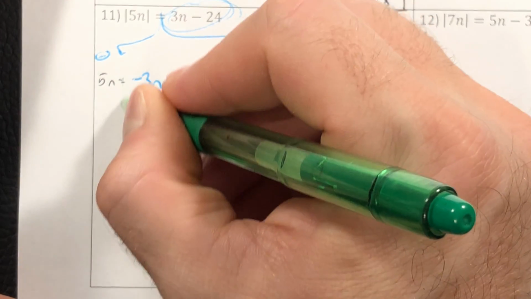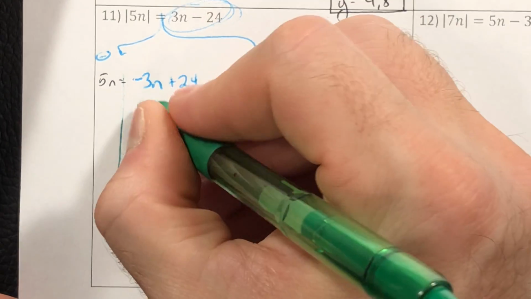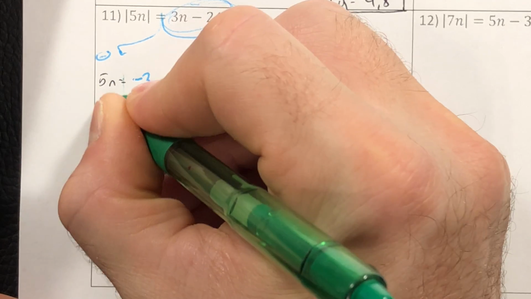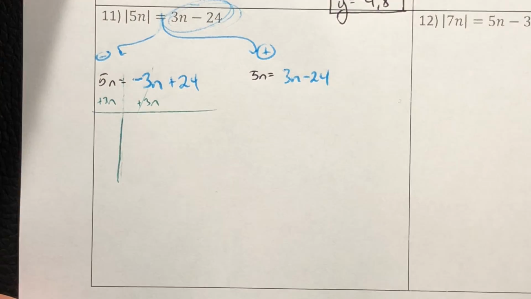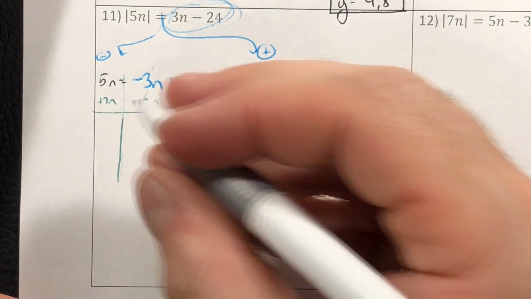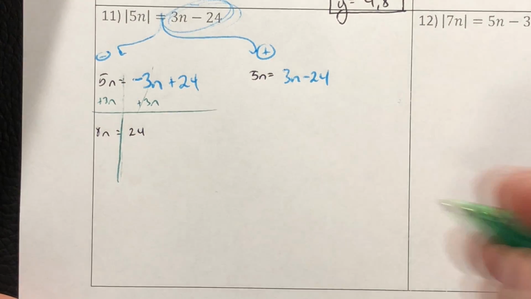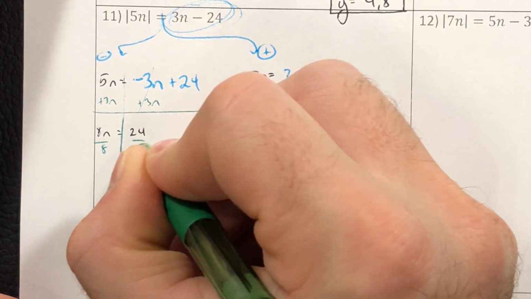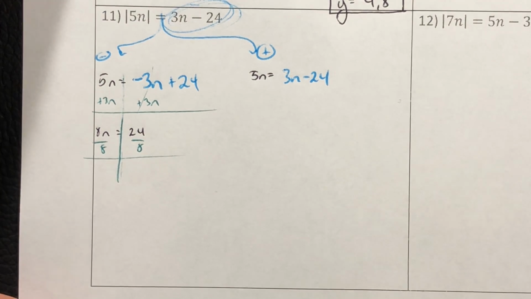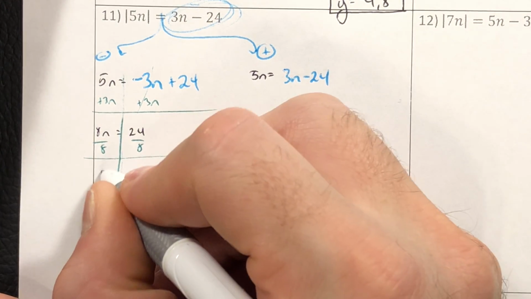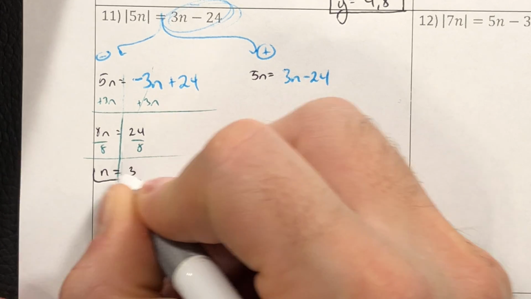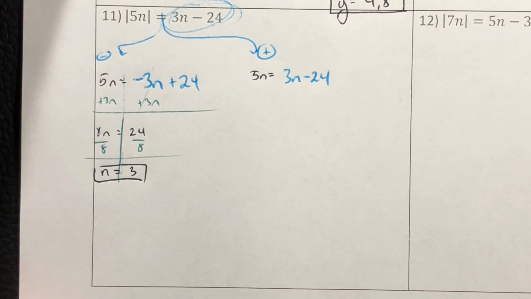So, as I walk through this, I'm going to add my 3n to get rid of it over here on this right-hand side. That leaves me with 8n is 24. And to get rid of the 8, I go ahead and I divide by 8 because it's connected via multiplication there. And n is equal to 3. Answer choice number 1.